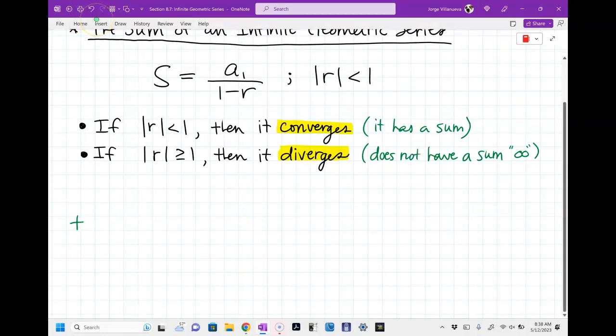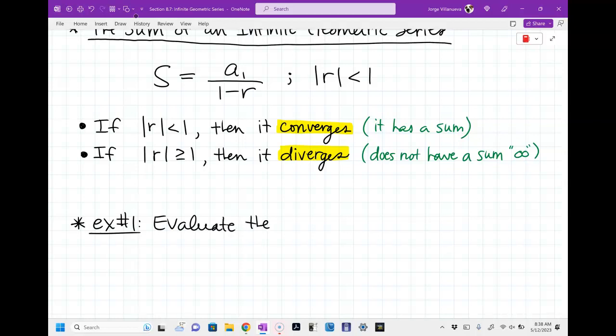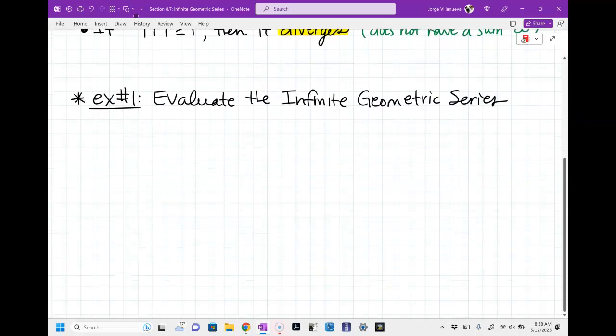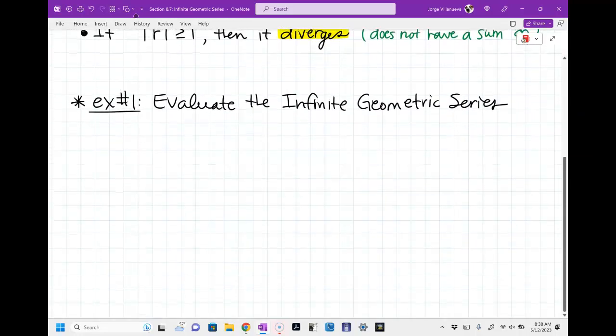So example number 1. They're going to give you 3 types of problems in this homework. As usual, they like to say evaluate the infinite geometric series. Maybe I'll just do ABC, that way I don't have to keep rewriting that instruction. So we're going to evaluate the infinite geometric series, and here's the first one that we're going to try.